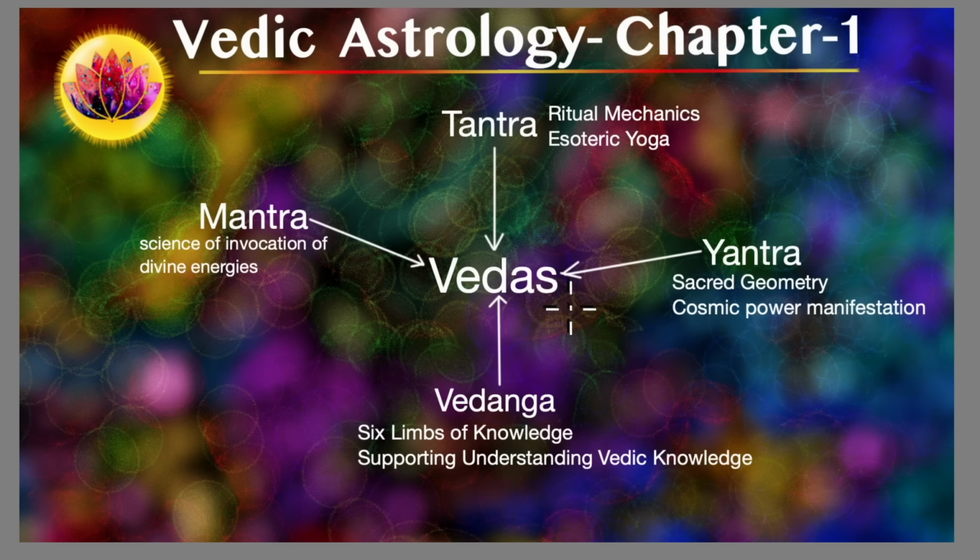So, the Vedas basically comprise Tantra, Yantra, Vedanga and Mantra. Now let's tie all the parts. Vedanga, the six parts we covered previously, are six limbs of knowledge supporting the understanding of Vedic knowledge itself. That's the first one. So Vedanga ties into the Vedas.